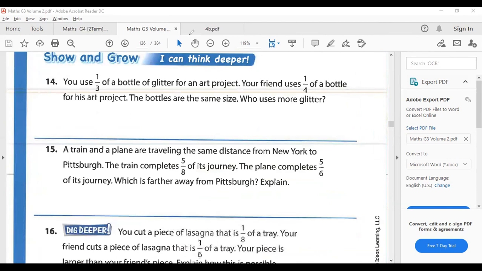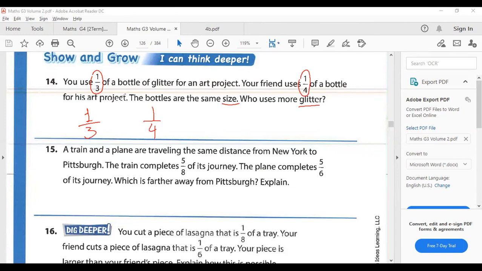Fine, thank you. Abdurrahman, next question says, you use 1 over 3 of the bottle of glitter for an art project. Your friend uses 1/4 of the bottle for his art project. The bottles are the same size, okay? Who uses more glitter? Me. You mean that 1 over 3 and 1 over 4, which one will be greater? 1 over 3. 1 over 3, excellent.